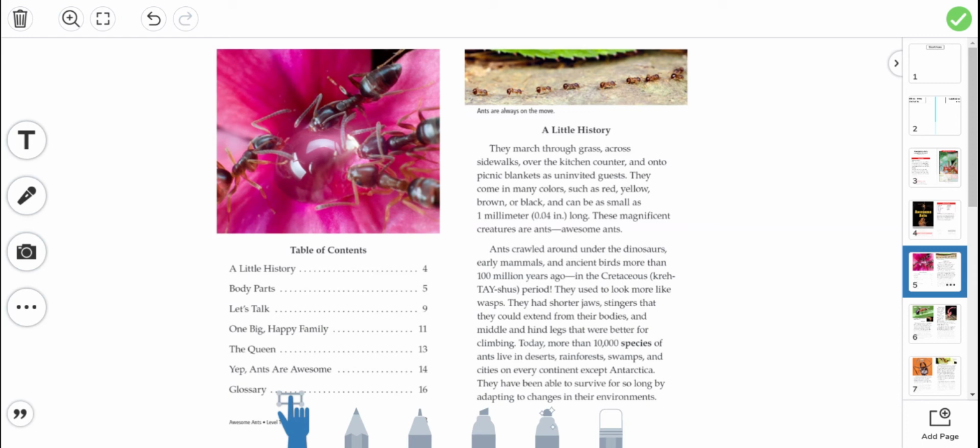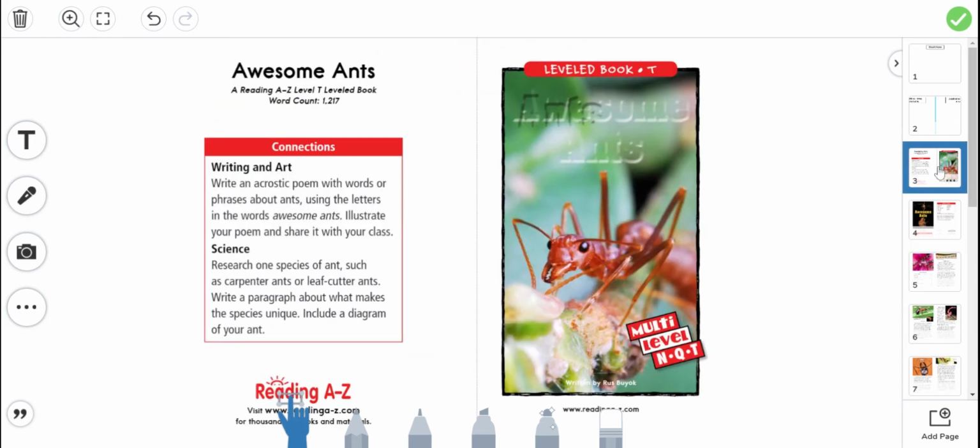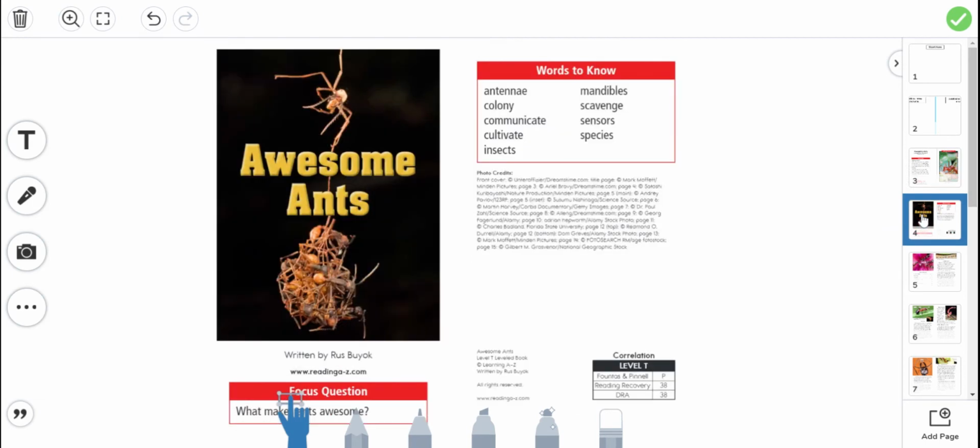We also have some vocabulary, so we're going to look at words to know. And these are our vocabulary words that we are going to be focusing on while we read. And our question while we read is going to be, what makes ants awesome? I know it's hard to see it down there. So as you read, you're going to read to figure out what special things make ants awesome.